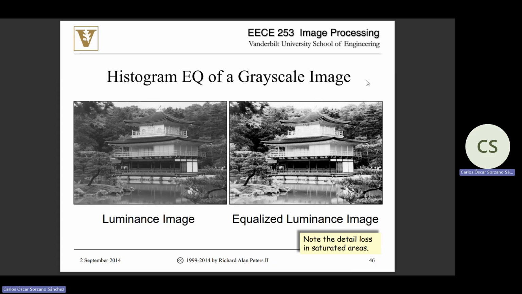Overall, I would say there are some regions that have gained. So these trees here, you see them better there. But there are some regions that have been sacrificed. All these bright areas are now much more saturated and more difficult to see. Whatever was bright, now it is hard to see. Whatever was dark, now you see it better.